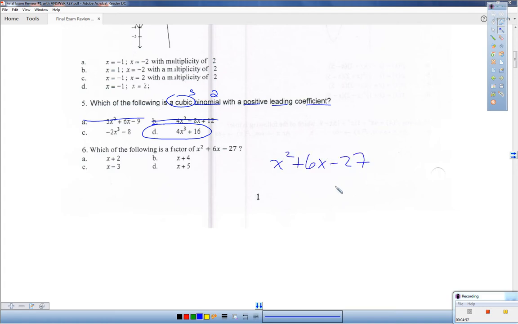Alright, for number 6, it says, which of the following is a factor of x squared plus 6x minus 27? Well, one thing I can do is graph this into my graphing calculator and see where the x-intercepts are. But I also know that I could factor this. Factors of negative 27 are 9 and 3. To get a positive 6, I would do 9 minus 3. So this factors into x plus 9 and x minus 3. So that means that my factor would have to be x minus 3.